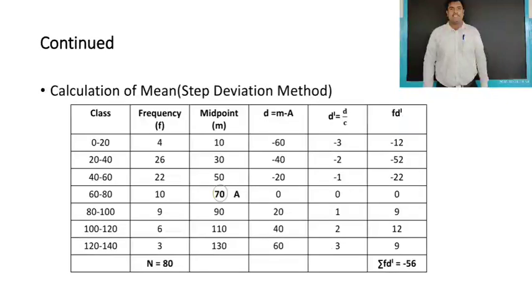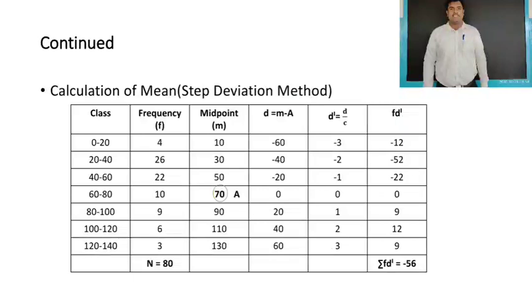Now, we shall apply the step deviation method formula. First column is the class interval followed by the frequency, and next you need to identify the midpoint. Midpoint is the upper limit plus lower limit divided by 2. So 0 plus 20 divided by 2, I get 10. Similarly, I calculate the midpoint for all the classes. Next, it is deviations, that is d is equal to m minus a. M refers to the midpoint, a refers to the assumed mean. So 10 minus 70, I get minus 60. 30 minus 70, I get minus 40. Similarly, I calculate d for all the classes.